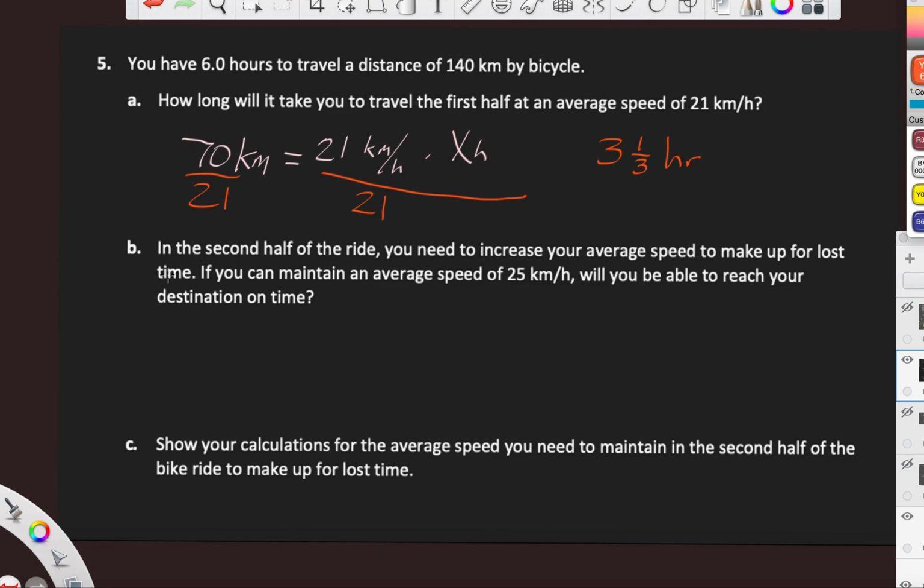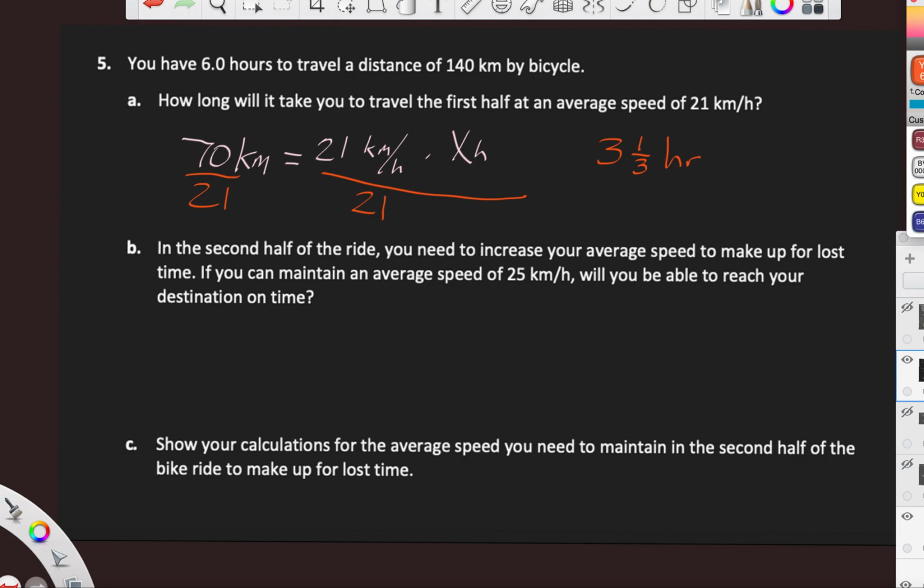Okay, well, in the second half of the ride, you need to increase your average speed to make up for lost time, right? If you can maintain a speed of 25 kilometers an hour, will you be able to reach your destination on time? Okay, well, I need to know how many hours it's going to take me at 25 kilometers an hour in the second half, which is 70. So let's do it again.